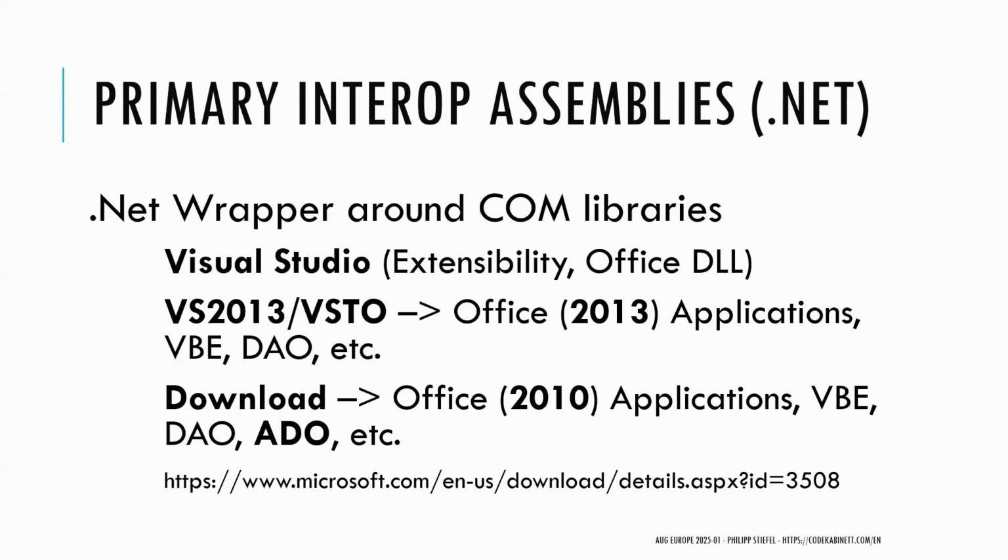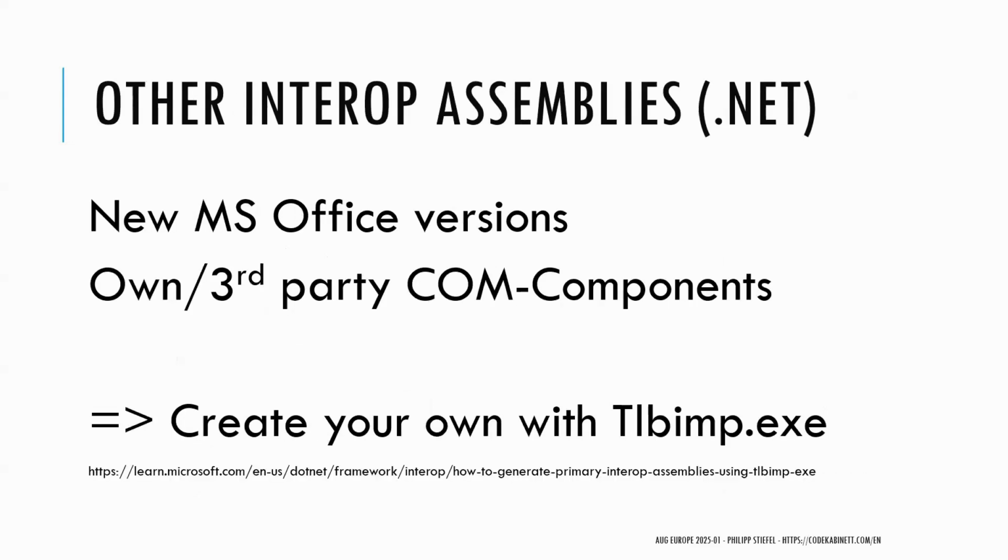I assume, but I don't know for sure, that the newer versions of VSTO will include the libraries, the primary interop assemblies for newer versions of Office. If you can't find them, you can simply build your own COM interop assemblies with TLBIMP. That is a tool to create assemblies for .NET from COM libraries.